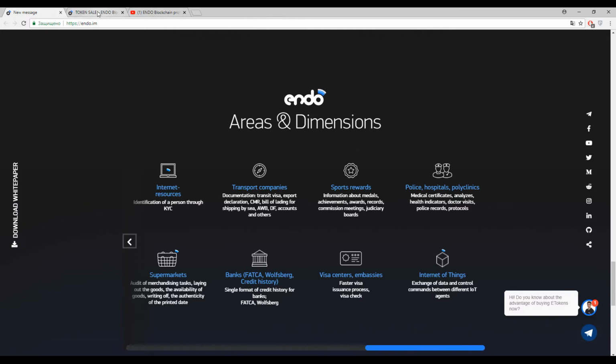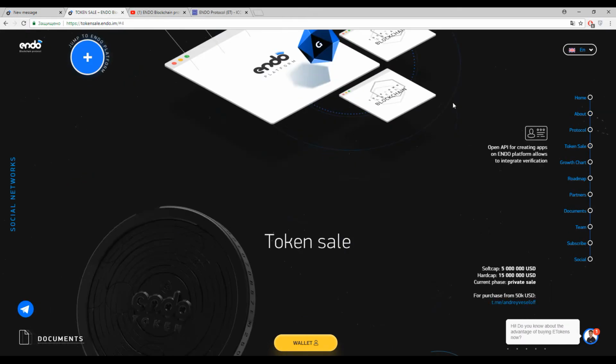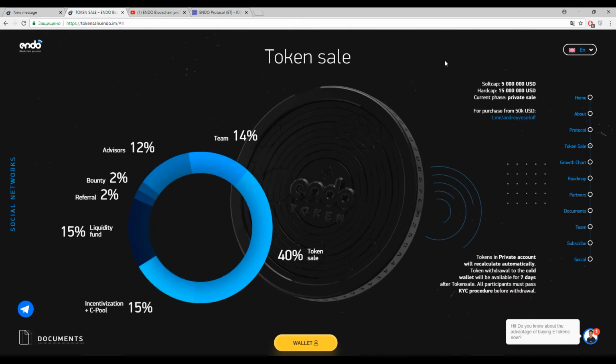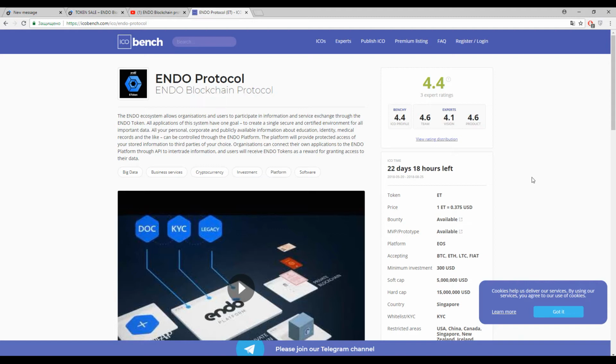So guys, now let's talk about the tokens. It's not a secret that this platform will have its own tokens, and the primary token inside this platform is the ET token, or Endo token, and the symbol is ET. One ET approximately costs 0.375 United States dollars, or almost 38 cents. Accepted currencies now are Bitcoin, Ethereum, Litecoin, and some sorts of fiat currencies.